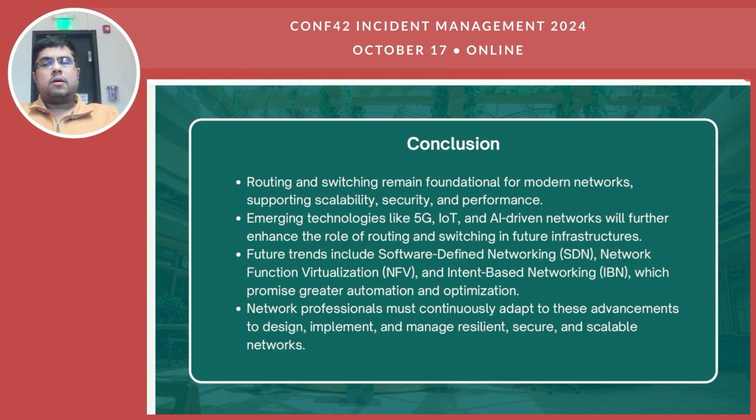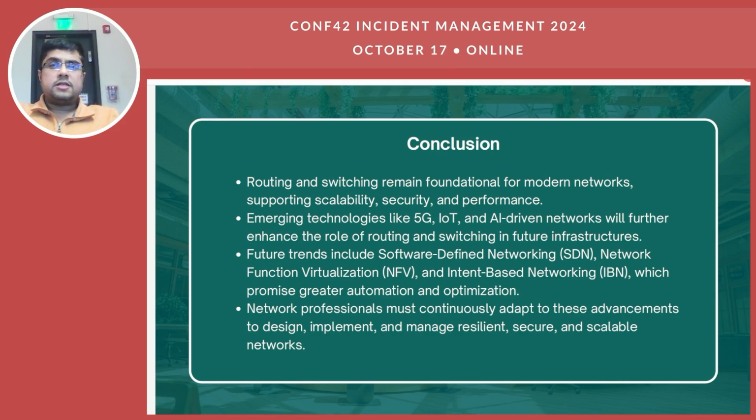So to conclude, we had a detailed discussion about the different topics on the agenda today. Routing and switching act as the backbone of modern networks. As we move into the future of technologies like 5G, IoT, and AI-driven networks, the role of routing and switching will continue to expand. Future trends such as software-defined networking, network function virtualization (NFV), and intent-based networking (IBN) will automate and optimize many network functions.